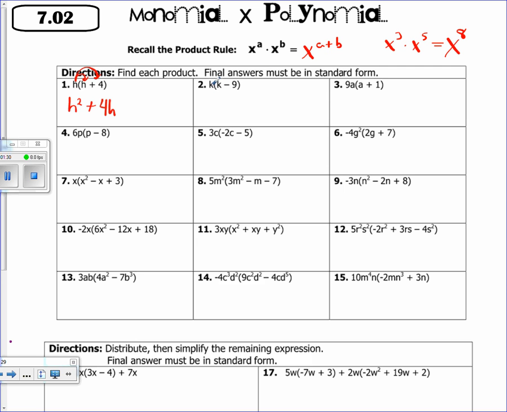All right, same kind of thing with number 2 here. Distribute that k value. I like to draw the arrows to help me remember. So that's going to become k times k is k squared, minus k times 9 is 9k.